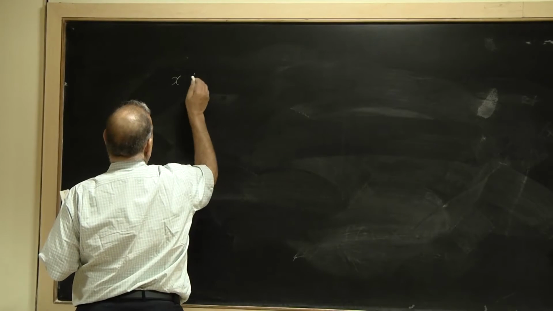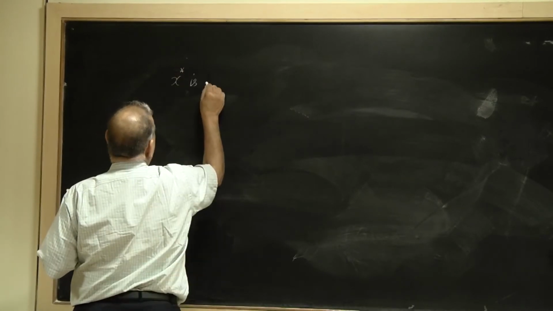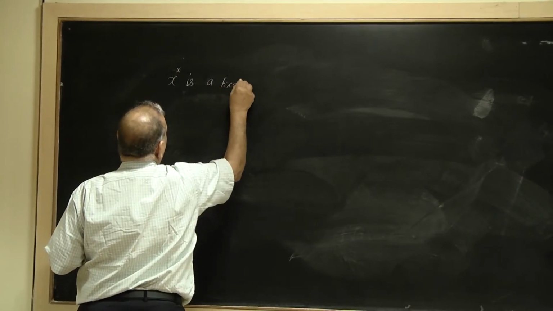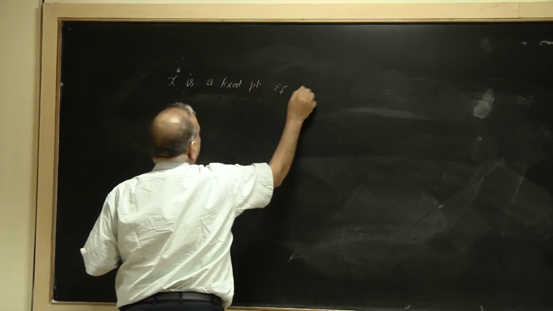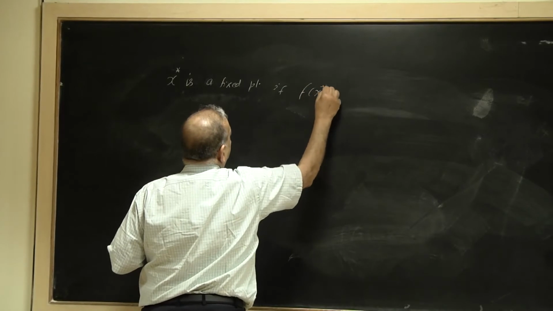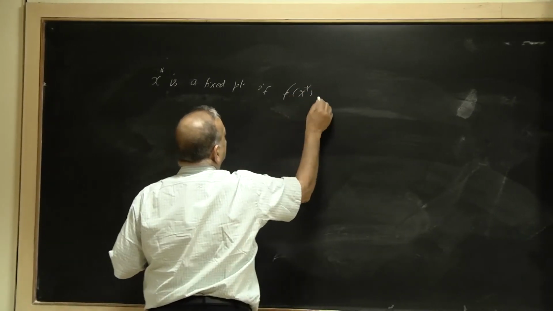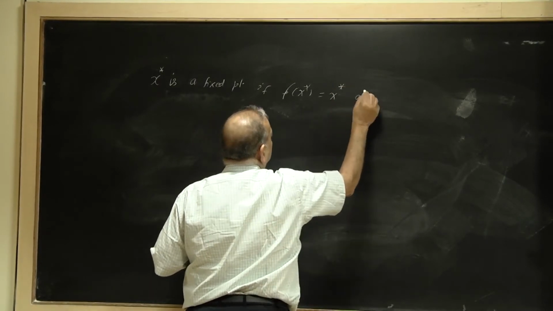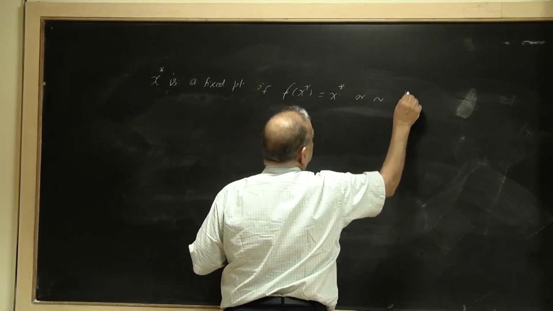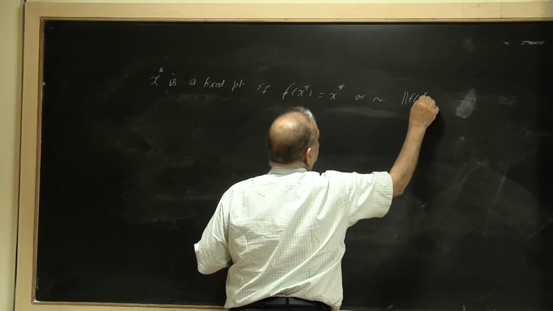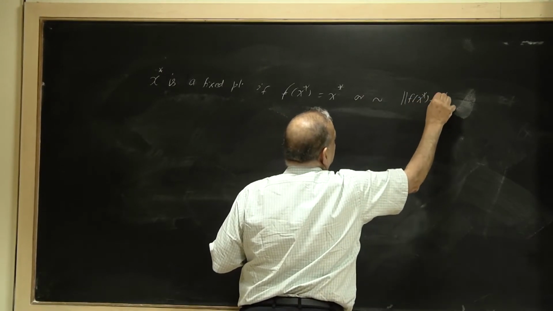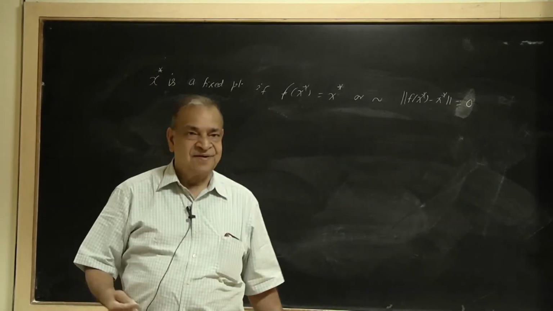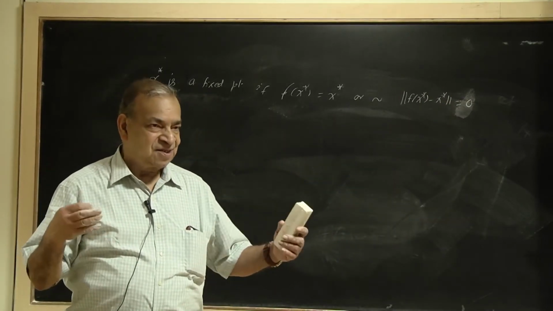x star is a fixed point if f of x star equals x star, or equivalently the norm of f of x star minus x star equals 0. Then you say that it is a fixed point.